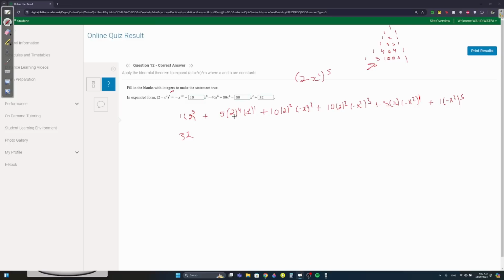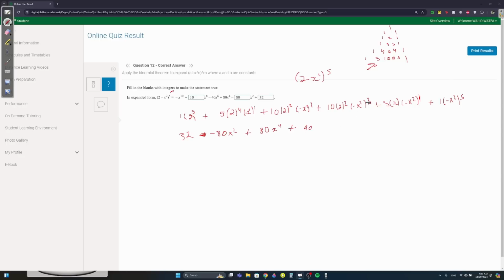This 5 times 2 to the power of 4 is, wait, hold up, 2 to the power of 4 is 16, 16 times 5, 80. So minus 80x squared, because the minus comes from here. I just put it here. Okay, 10 times 2 cubed is 80, but it stays plus because this negative is squared by the square outside, not because of the one here. X to the power of 4, 2 times 2. Plus 2 squared, 4 times 10, 40.